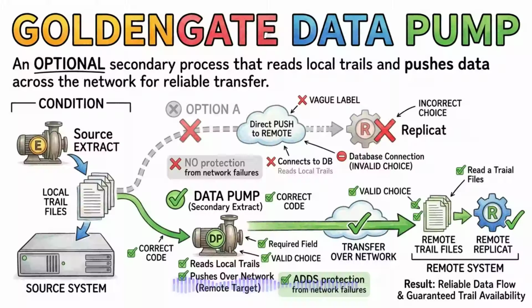Between the extract and the Replicat, you might sometimes use an optional process called the data pump. The data pump is a secondary extract process that does not connect to the database, but instead simply reads local trail files and pushes them across the network. While the modern distribution server handles most network routing today, the data pump is a classic component that is still widely used in older architectures and is heavily tested. It adds an extra layer of protection against network failures, which is why many enterprise architects still choose to implement it.